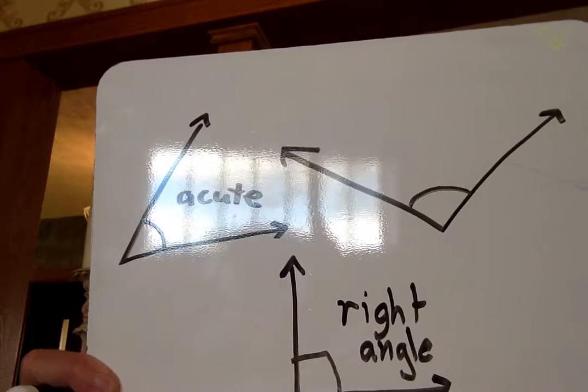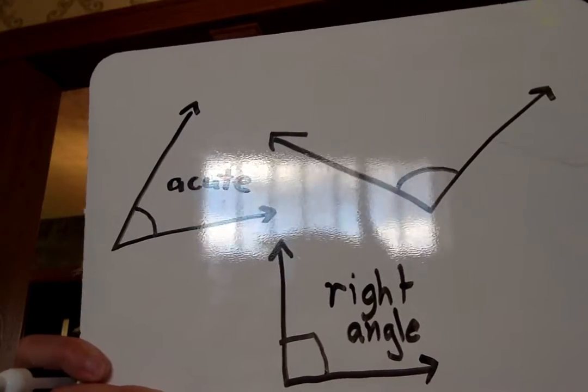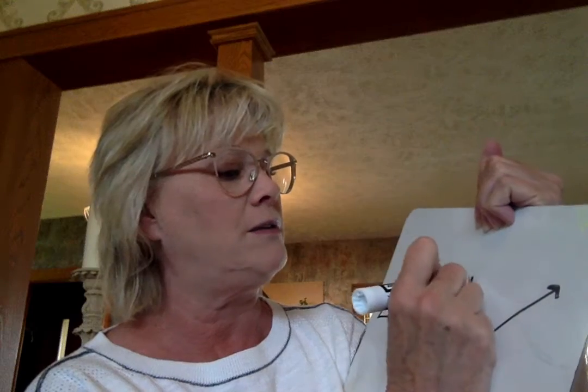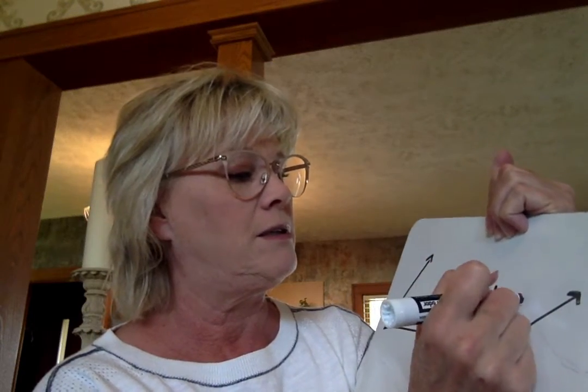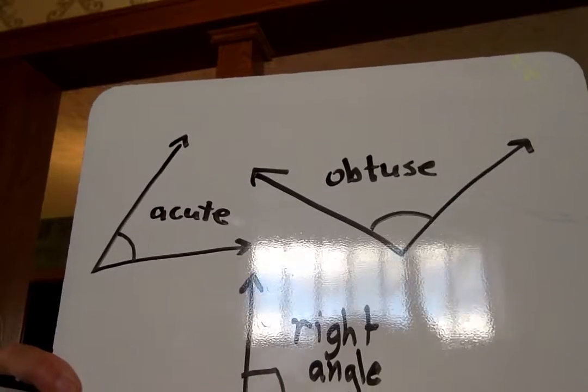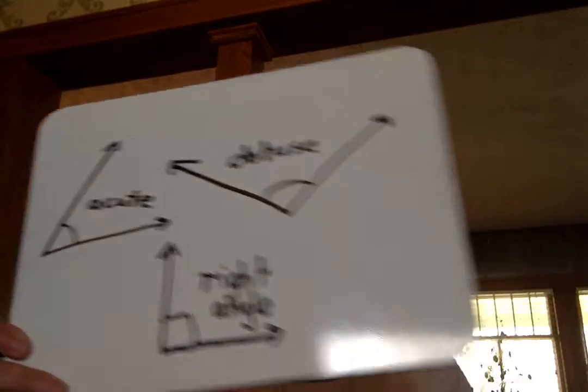Which of the angles on the board is larger than a right angle? This one right here, and this is called an obtuse angle. Use your fingers to show what an obtuse angle will look like. So it looks like this.